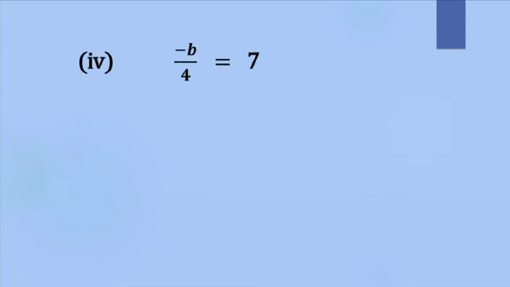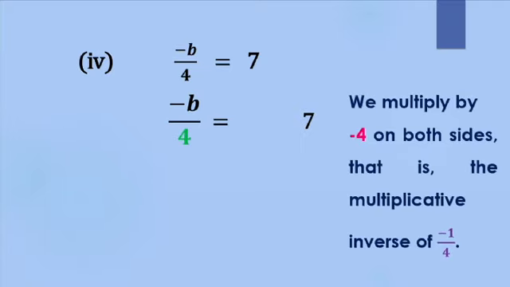Fourth one, minus b over 4 equal to 7. Now the multiplicative inverse of minus 1/4 will be minus 4. So I multiply by minus 4 on both sides. Again, minus 4 will cancel. So here I will have to be careful. Minus times minus will give me plus. So I have b equal to minus 28.